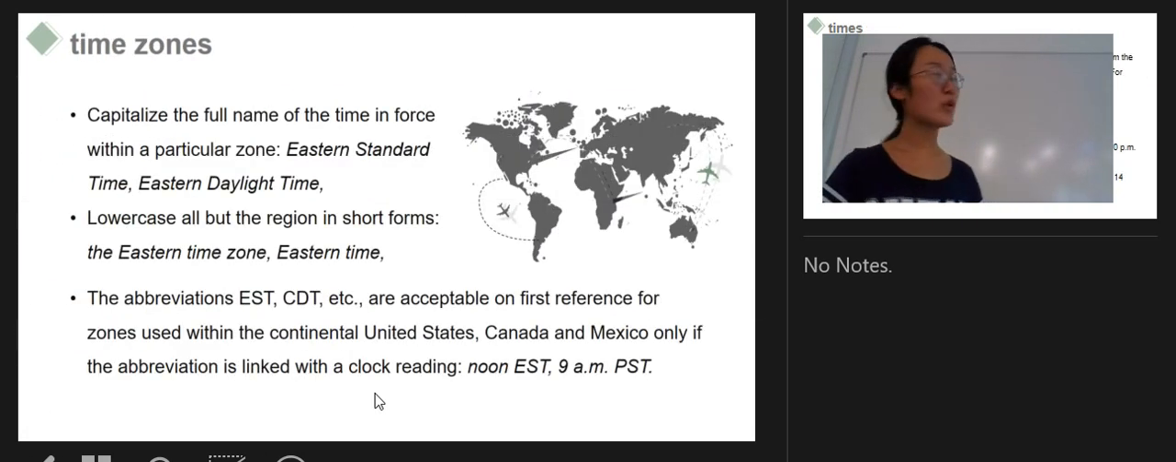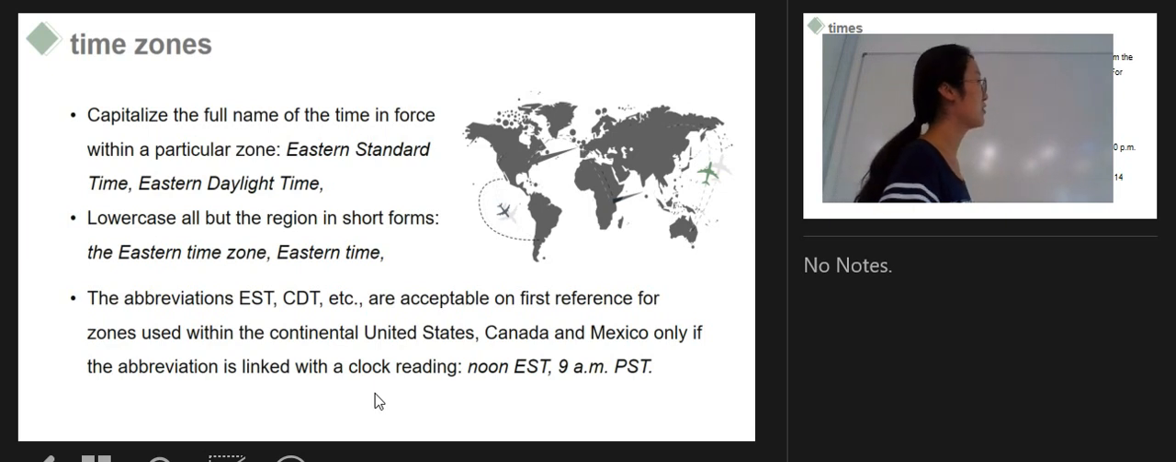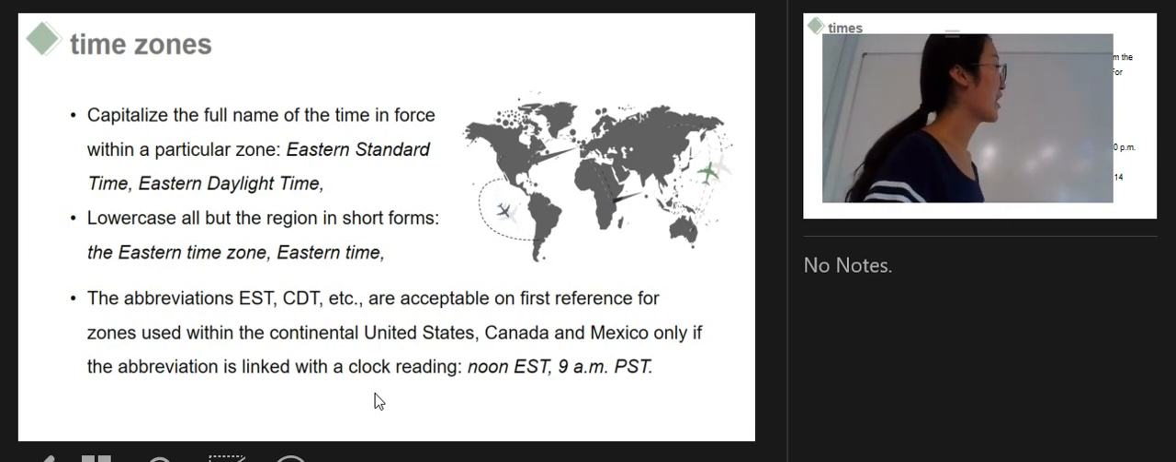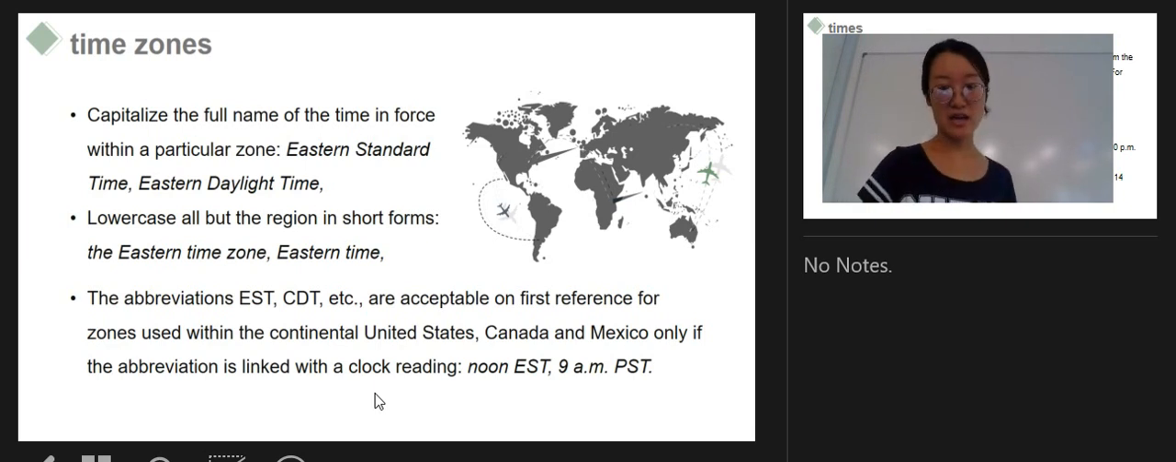And time zones. We need to capitalize the full name of the time in force within a particular zone, such as Eastern Standard Time, Eastern Daylight Time, and lowercase the regions in short forms, such as Eastern time. And abbreviations such as this are acceptable on first reference for zones used within the continental United States, Canada, and Mexico only if the abbreviation is linked with a clock reading.